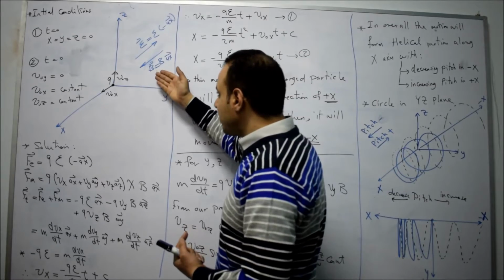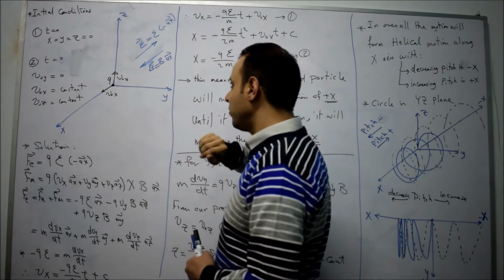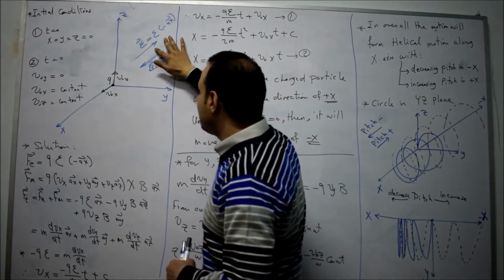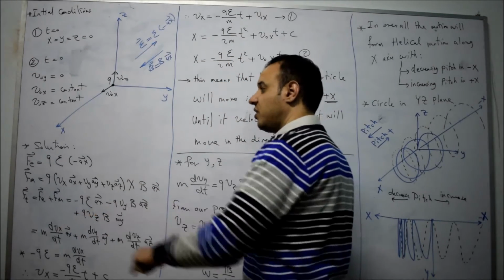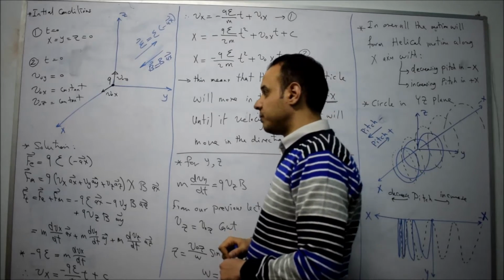B, the magnetic field, is in the direction of positive x, and the electric field, xi, is in the direction of minus x. So one in positive x and another one in minus x.